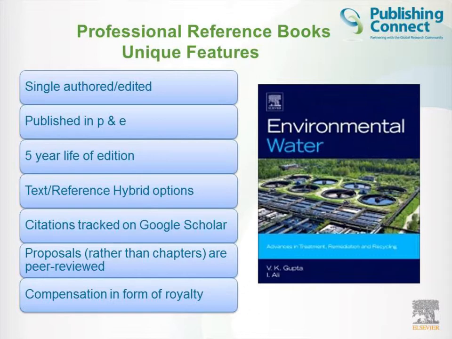Like journal articles, reference book proposals undergo an internal review process as well as an external review conducted by 3 to 5 individuals in the target market. Those reviewers answer a series of questions, and the results are collated and shared with the author to help inform manuscript development. Unlike journals, royalties are typically paid to authors on the net price received of all copies sold.